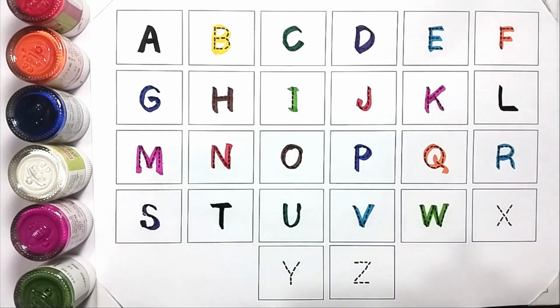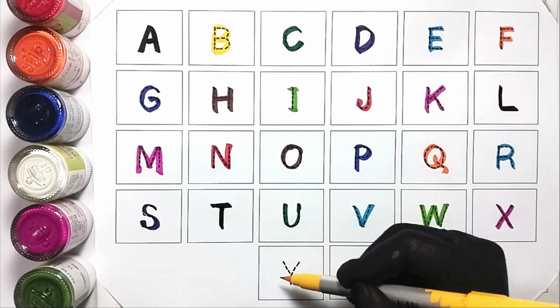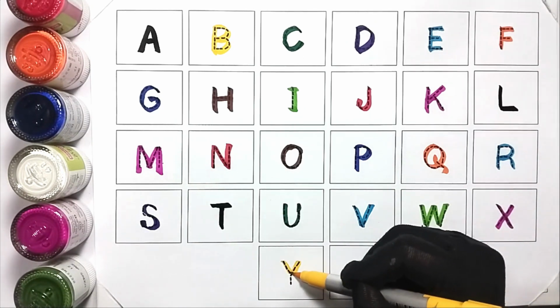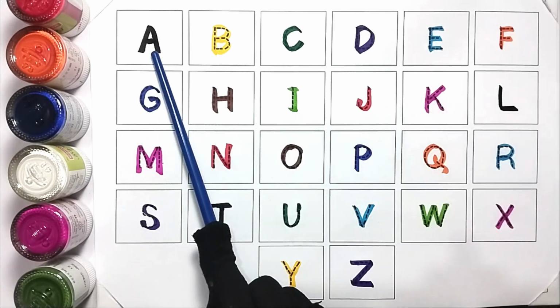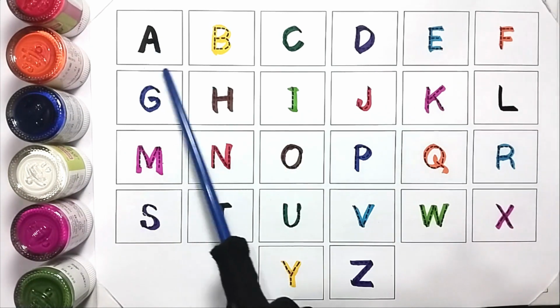W for wheel. Pink color. X for X-ray. Yellow color. Y for yogurt. Purple color. Z for zoo. A for alligator.